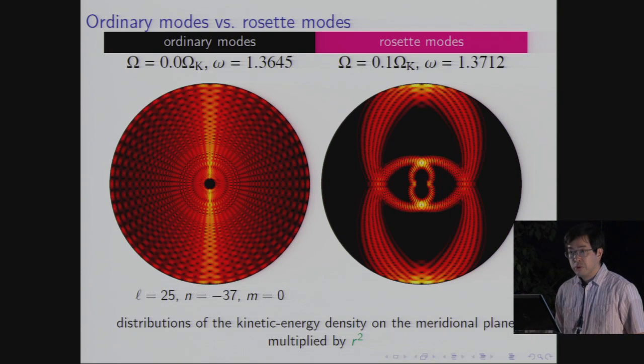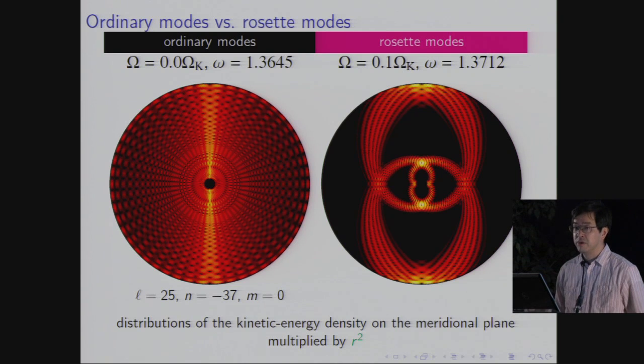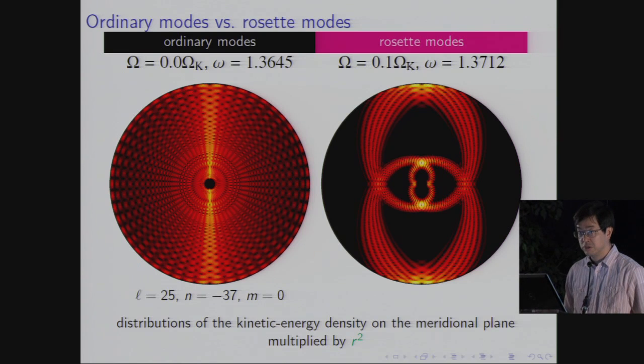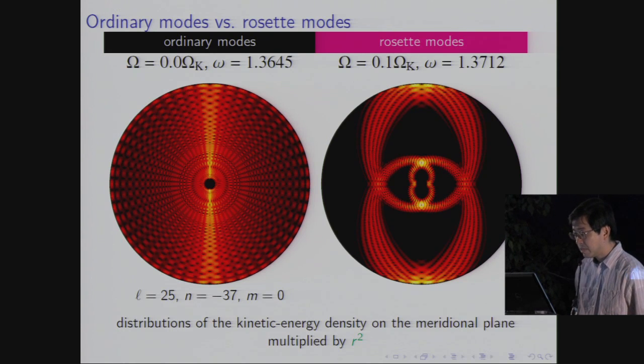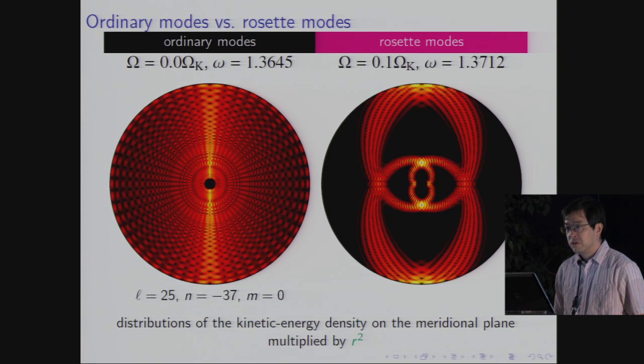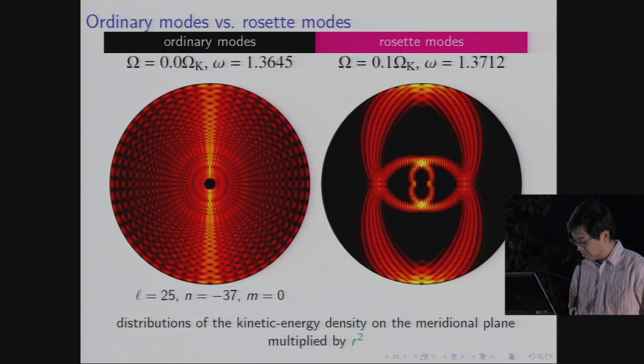This point can be clearer if we compare these modes with ordinary modes. In the case of ordinary modes, which is shown in the left panel, kinetic energy distributes almost everywhere in the star. But in the case of rosette modes, we can find a very confined distribution of it. So this is a very big difference.